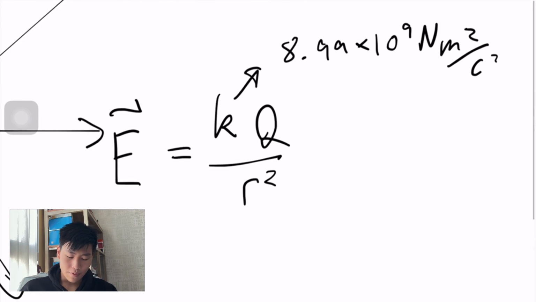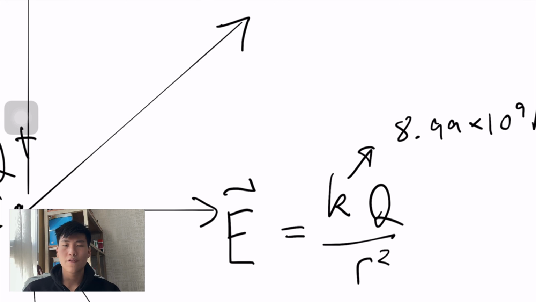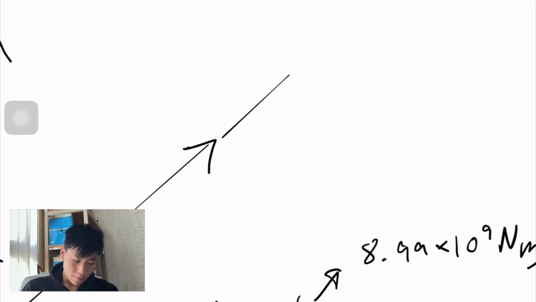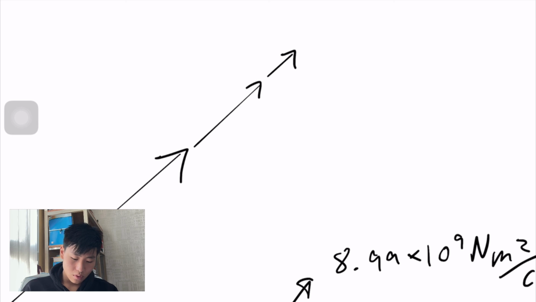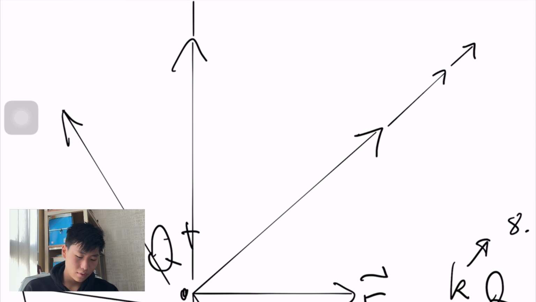So that's the E field from all directions. And as you can see from the formula, the distance is squared. Therefore, the further the distance, the weaker the E field is going to be. It's going to be weaker and weaker as the distance increases, and this goes the same for all directions. Note that any charge or any charged object creates an electric field around itself, and that, people, is it.